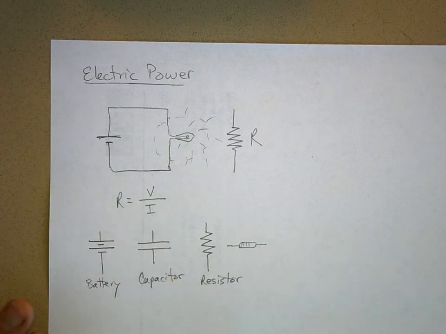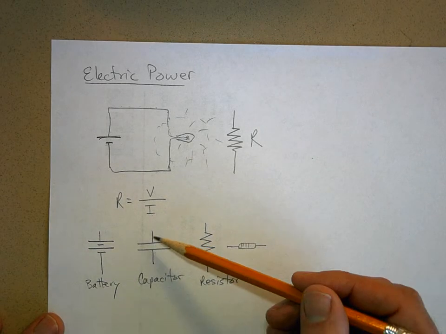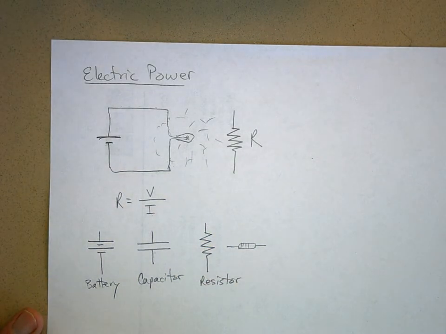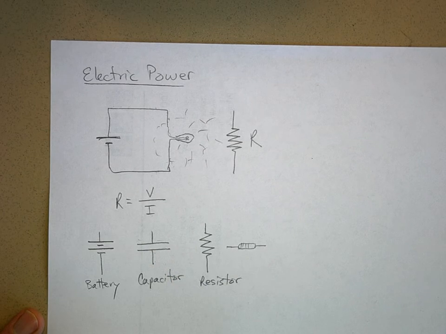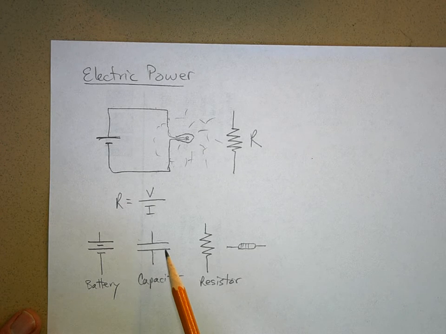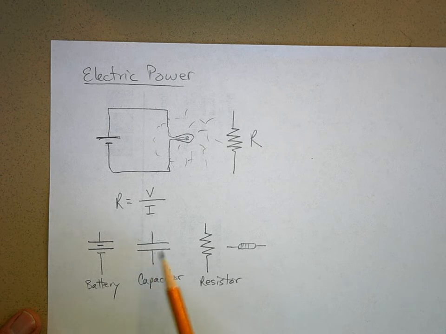Now, capacitors. Capacitors store energy. You create an electric field between the plates, and so the current will eventually stop flowing through it once it has its maximum charge for the given voltage. But that energy is there waiting to be used in the circuit later on.